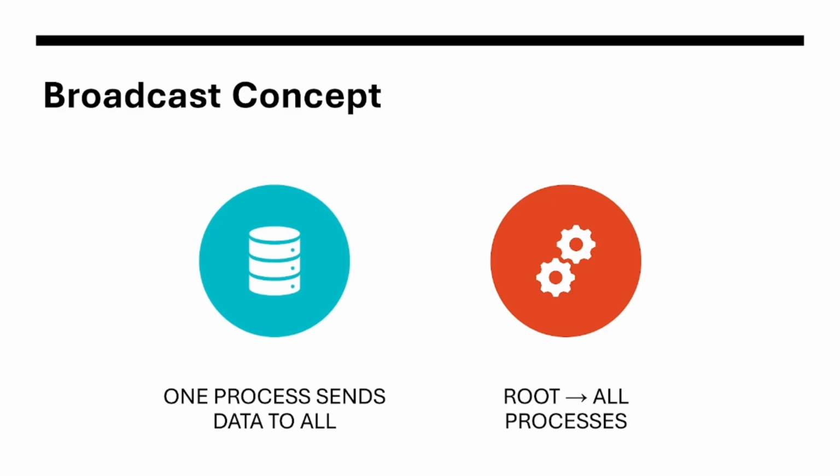For example, if a configuration parameter or data set needs to be shared with all processes before computation, the root process can use the broadcast to distribute it efficiently. So broadcast is a simple and powerful MPI operation that enables fast and consistent data sharing from one process to all others. That forms a foundation for many parallel applications.